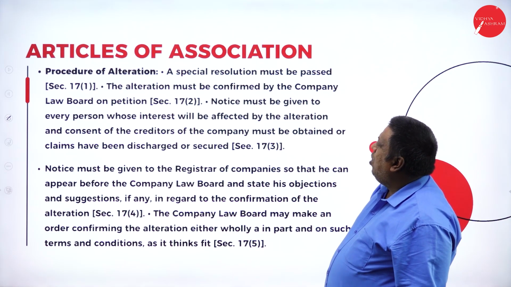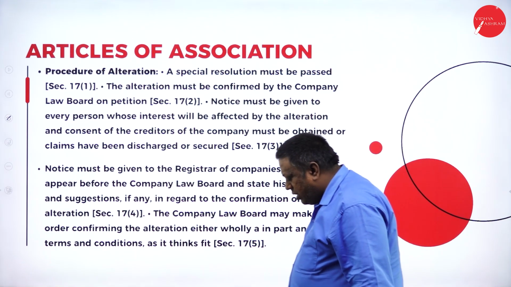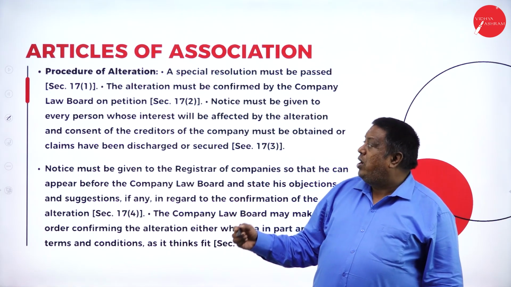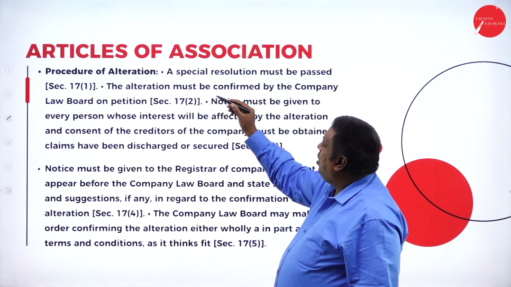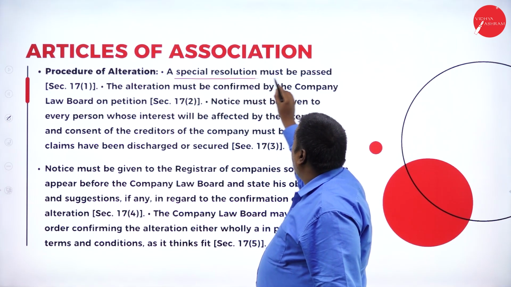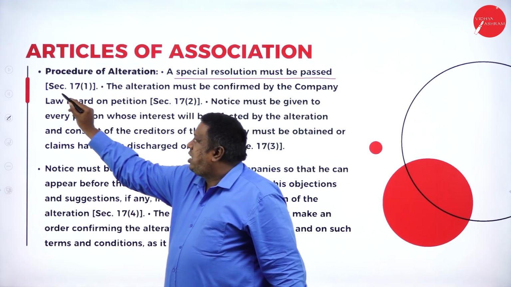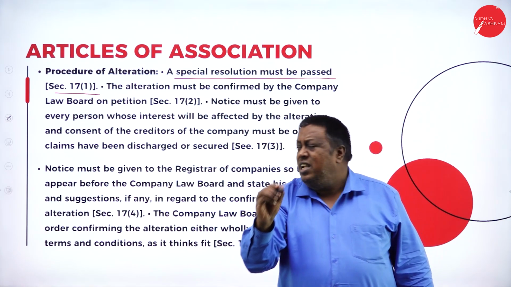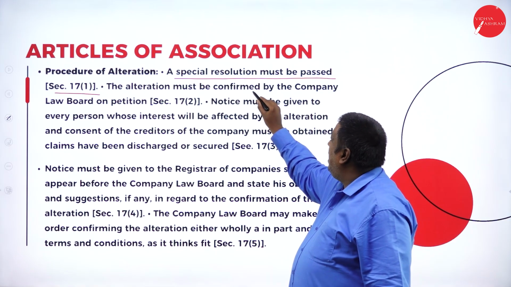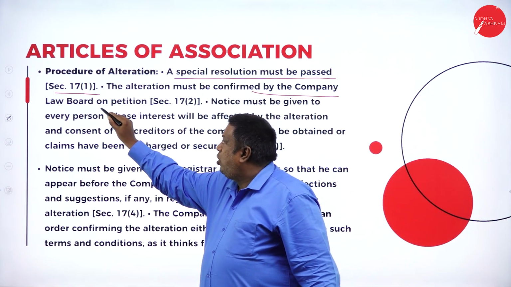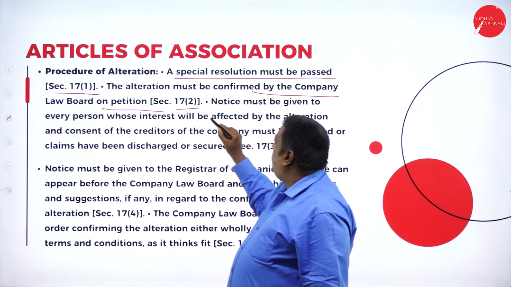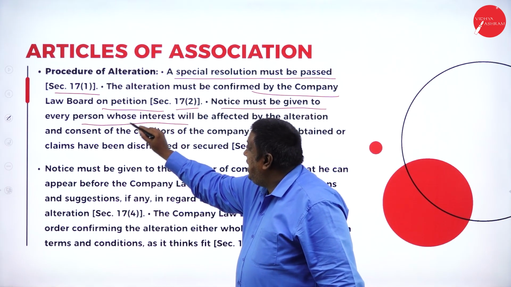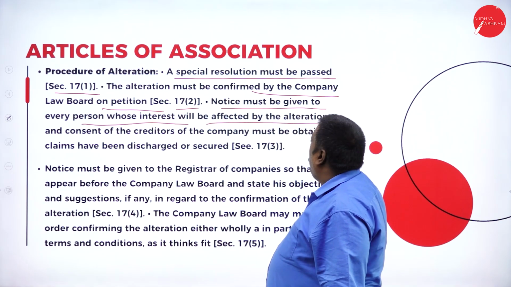Next, we have alteration of association, that is nothing but alteration for the modification of the AOA. The first one, procedure for alteration. A special resolution must be passed under Section 17, subclause 1 of the Companies Act 2013, and the alteration must be confirmed by the Company Law Board on petition. Section 17, subclause 2: notice must be given to every person whose interest will be affected by the alteration.